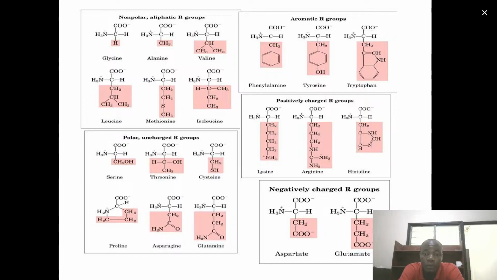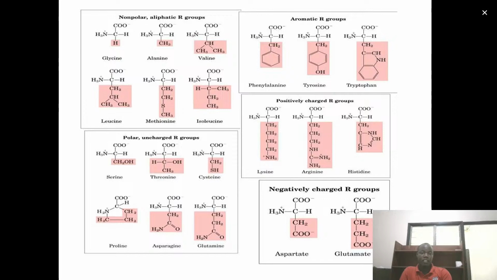And then we also have negatively charged R groups. That is amino acids that have the negative charge at their R groups. And they are just aspartate and glutamate. Aspartic acid and glutamic acid, they are the ones that have that.